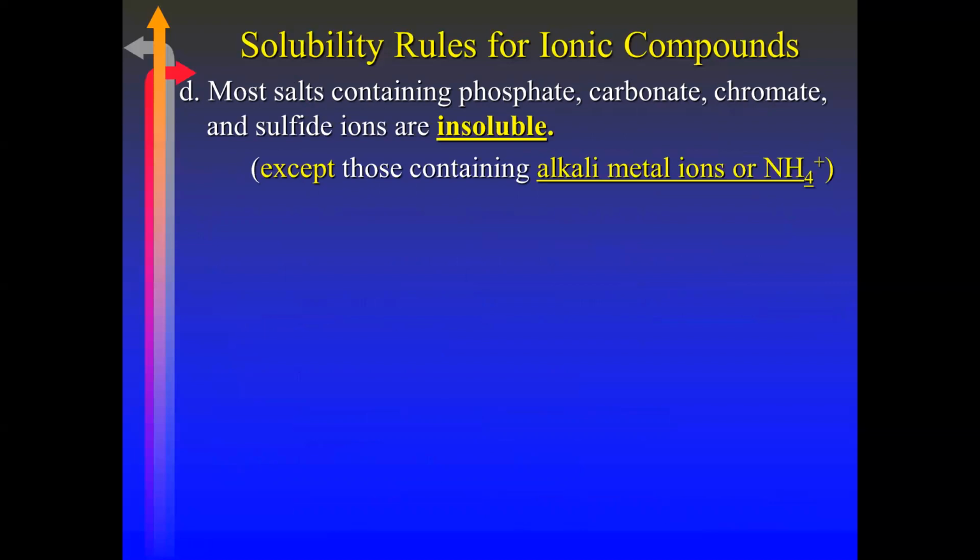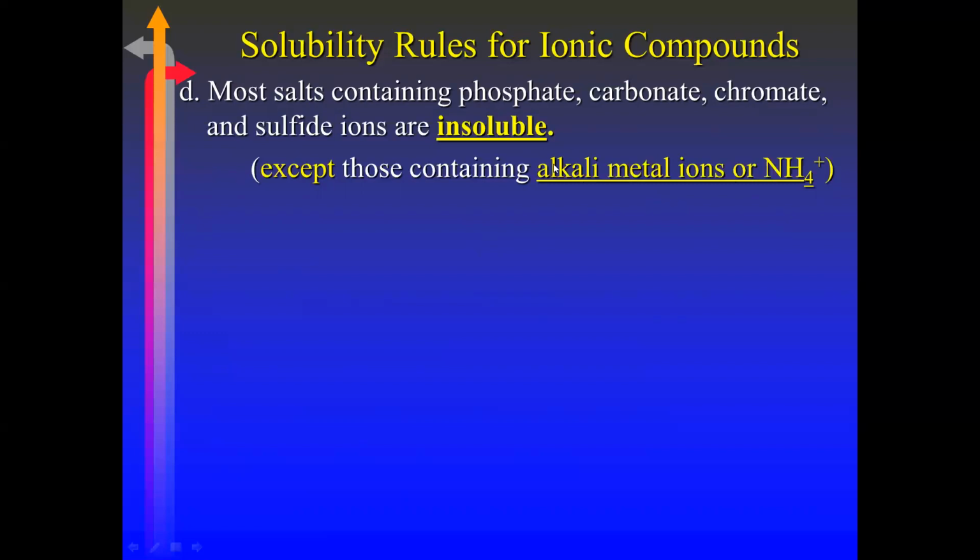The D rule said most salts containing phosphate, carbonate, and chromate sulfide ions are insoluble, except for those containing alkali metal ions and ammonia. You may remember in the first two rules, we talked about the alkali metal and the ammonium ions. They are soluble unconditionally. They are absolutely soluble.